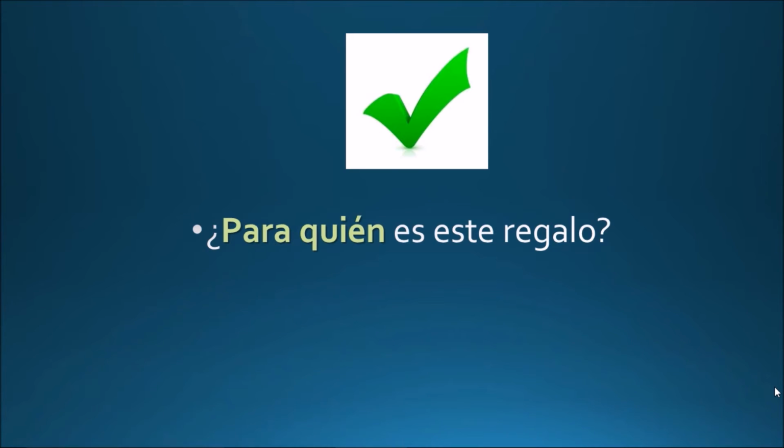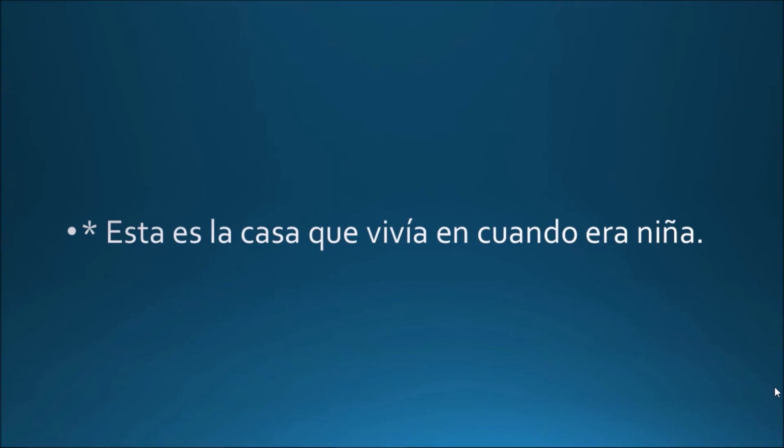Let's look at another example. And this one is a little bit more tricky, but don't worry, it'll make sense. Esta es la casa que vivía en cuando era niña. ¿Correcto o incorrecto? Incorrecto. But why? Niña, the last word of the sentence, is not a preposition. Niña is a noun.